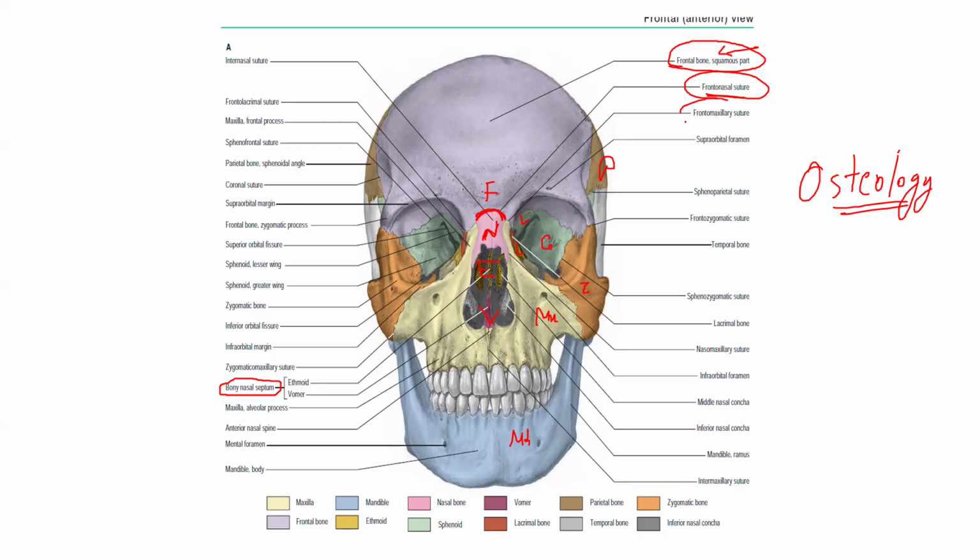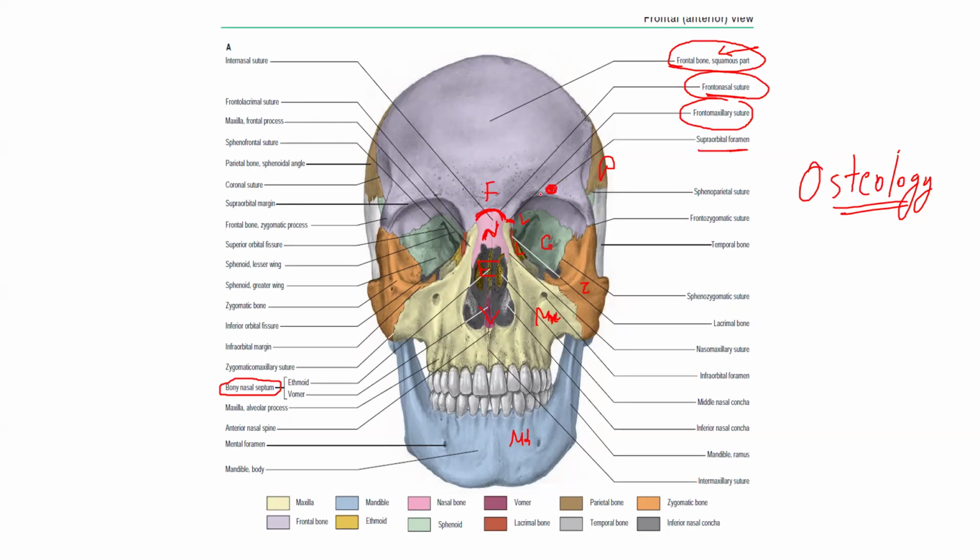Next is the frontomaxillary suture. So if you see, this is the frontal bone, right? And this is the maxilla, this wheatish color. Okay. So between the maxilla and the frontal, there is a suture here, which is known as the frontomaxillary suture. Then there is a foramen, which is known as the supraorbital foramen.